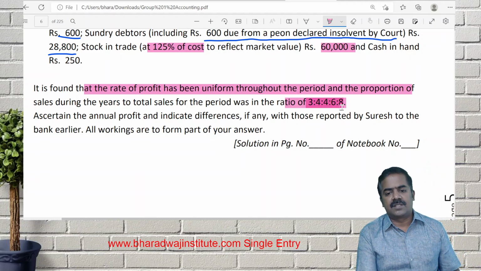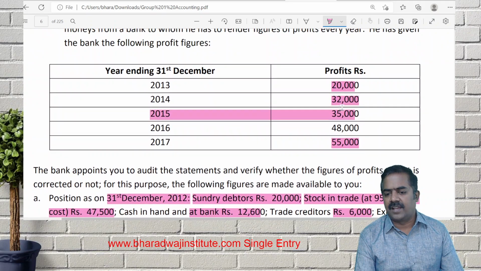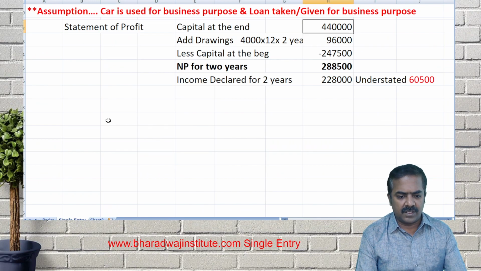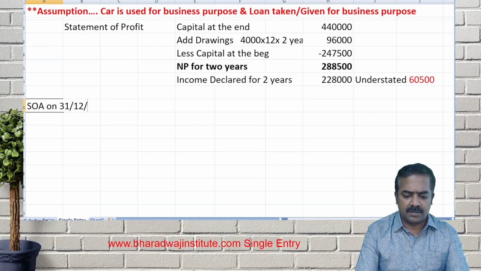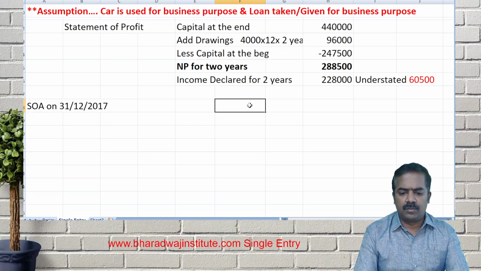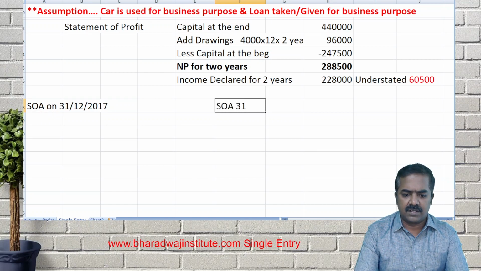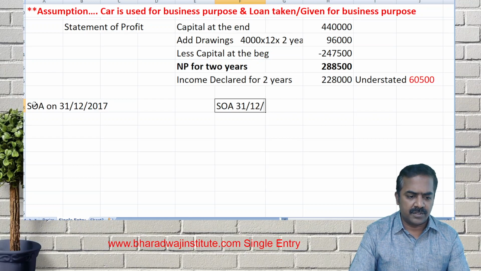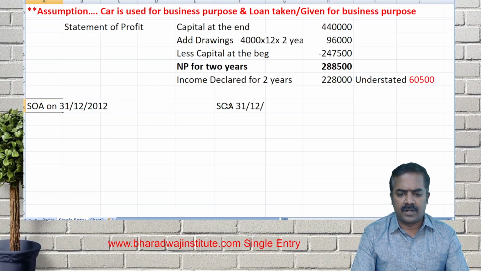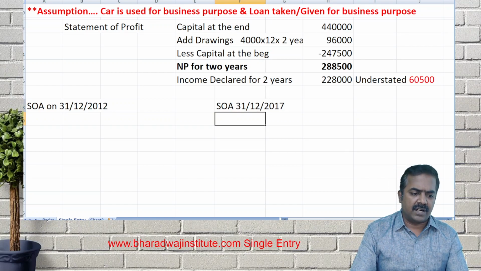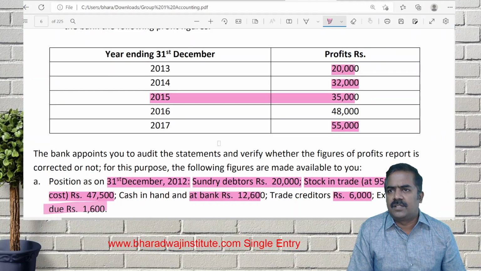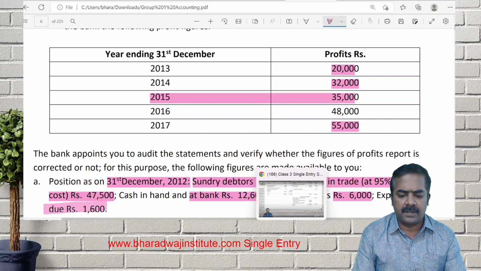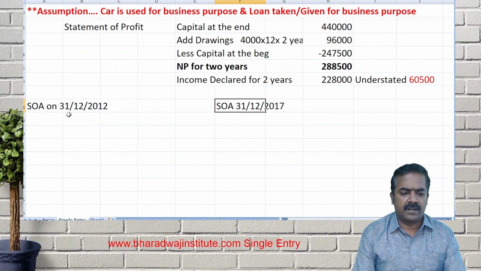3:4:4:6:8. So what I request is, read the questions and adjustments once again. I want you to prepare two things. One is a statement of affairs on what date? 31st December 2017. And one more statement of affairs on 1st 2012. Then one more statement of affairs on what date? 31st December 2017. So first, go through the problem at least once or twice so that you register the information in mind. Then work out the statement at the beginning of the period, then at the end of the period. Try it.